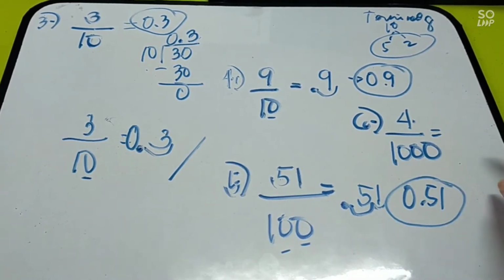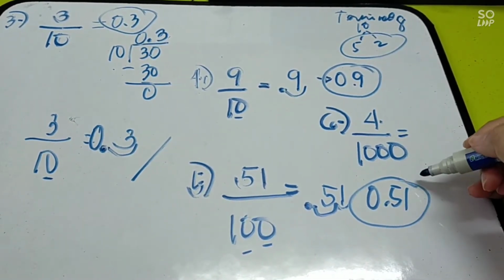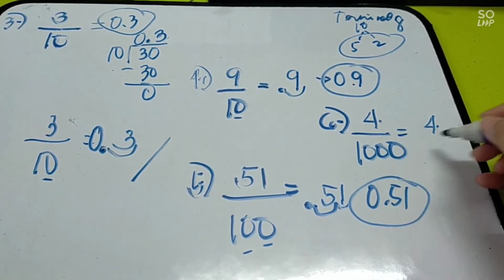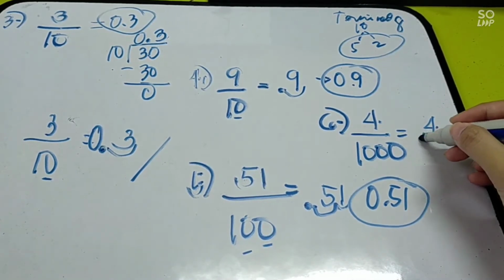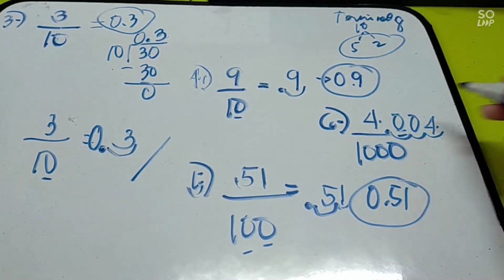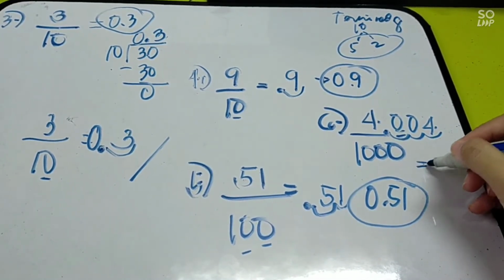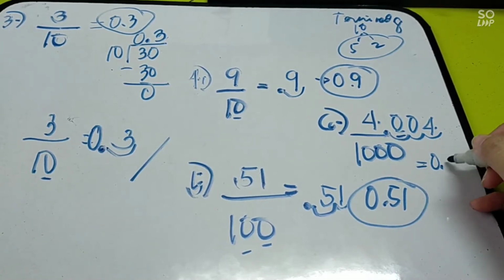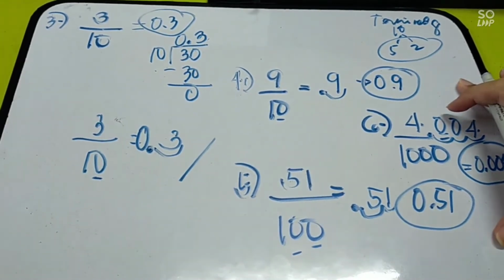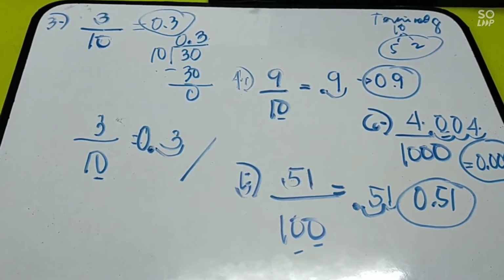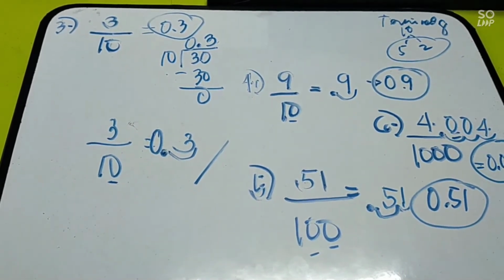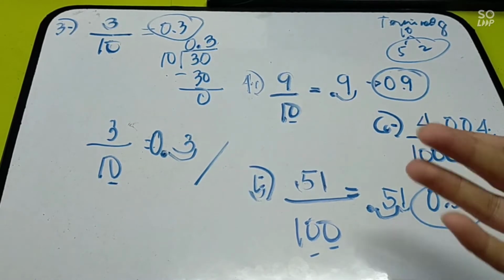That is it. Next, 4 over 1,000. So, we have here 4. Then, move your decimal places by 3. Start from the left. 1, 2, 3. Decimal. So, you will add 2 0s here. Okay? So, therefore, 4 over 1,000 is 0.004. That is it. So, it is just that simple. If your denominator is 10, 100, 1,000, 10,000, and so on and so forth, count all the 0s, then just move the decimal places to the left.